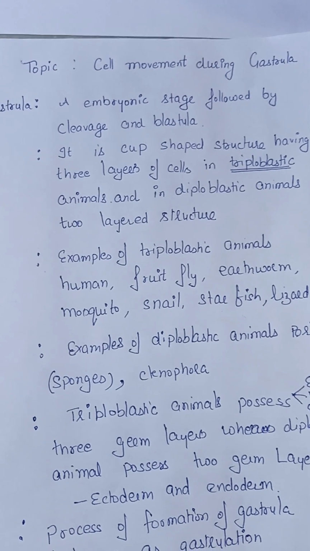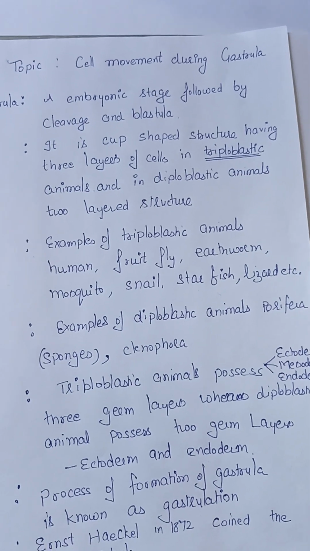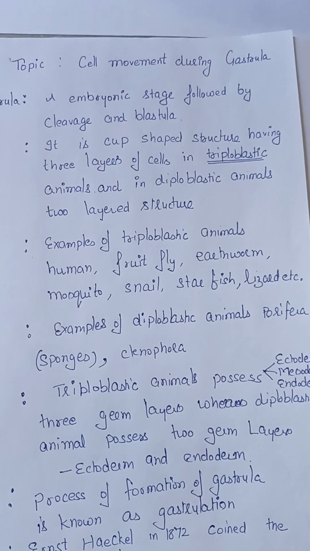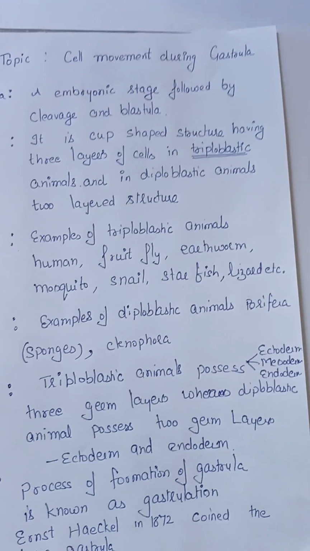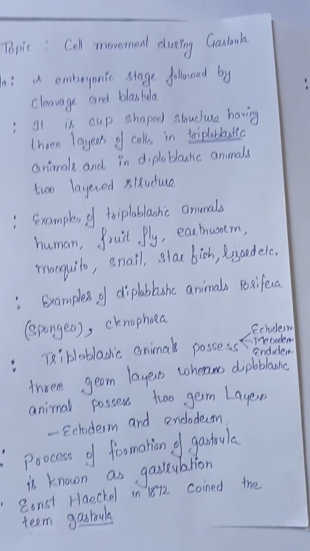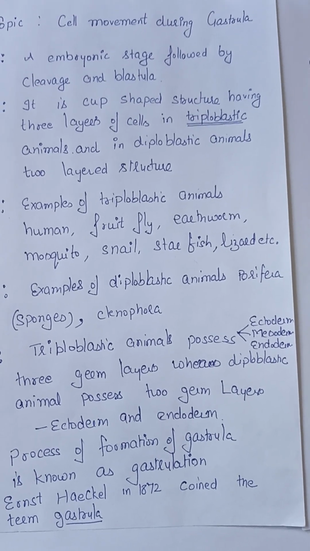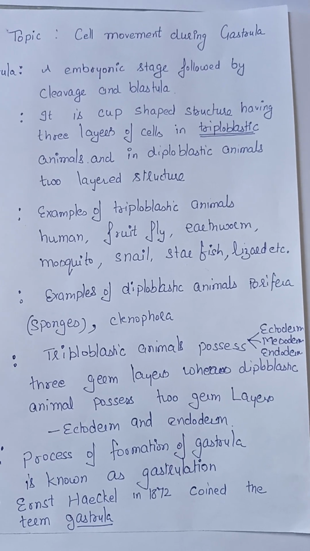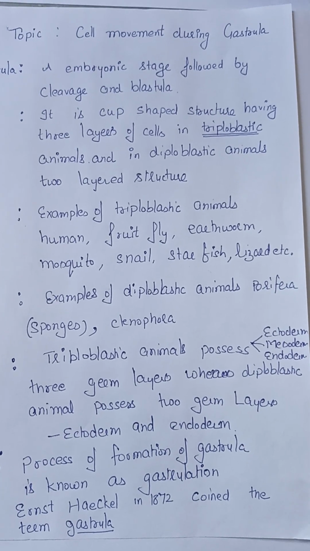Examples of triploblastic animals include human, fruit fly, earthworm, mosquito, snail, starfish, lizard, etc. The main examples of diploblastic animals include poriferans and ctenophora. Triploblastic animals have three germ layers, which include ectoderm, mesoderm and endoderm, that are involved in the formation of the embryo. In diploblastic animals, two layers are there, which include ectoderm and endoderm.